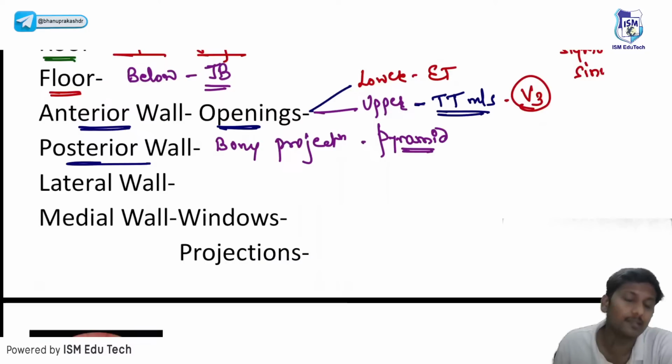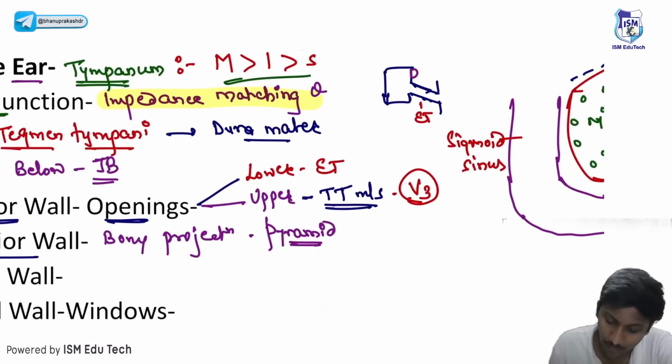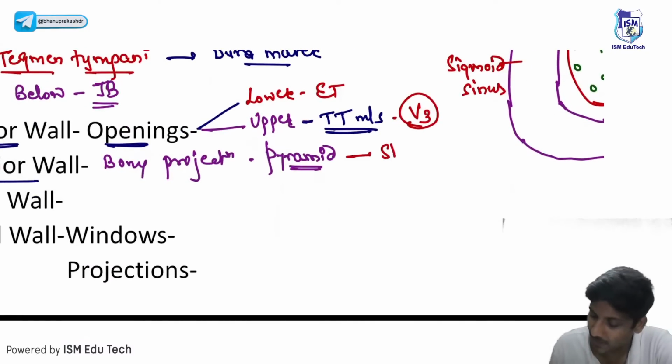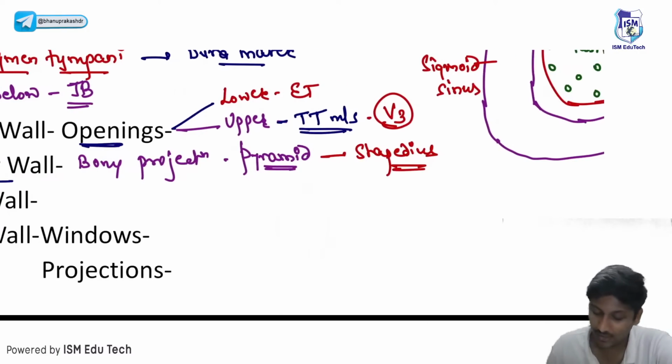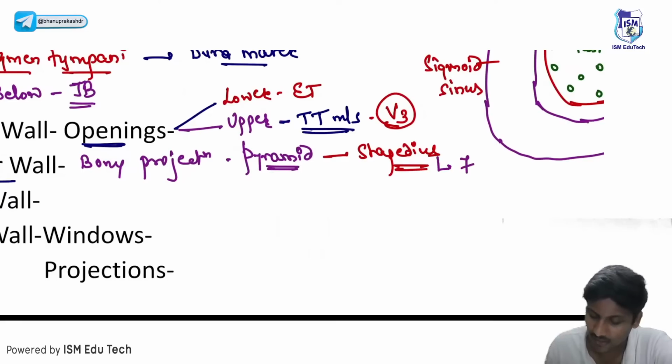There are only two muscles in the middle ear, we have discussed that. So from this bony pyramid, another muscle enters, known as the stapedius. Via the pyramid another muscle enters, and this stapedius is attached to the stapes and is innervated by the seventh cranial nerve, the facial nerve.